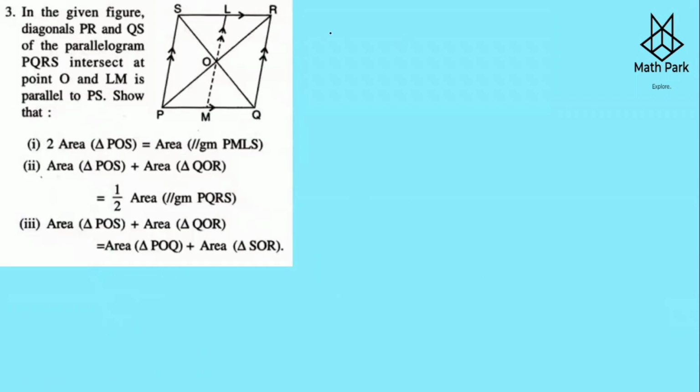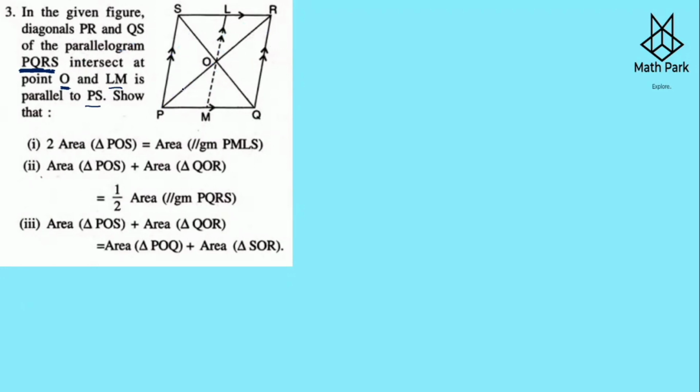In the given figure, diagonals PR and QS of the parallelogram PQRS intersect at point O, and LM is parallel to PS. So you have LM parallel to PS, which is why all the three lines are parallel to one another. So you get two parallelograms over here.